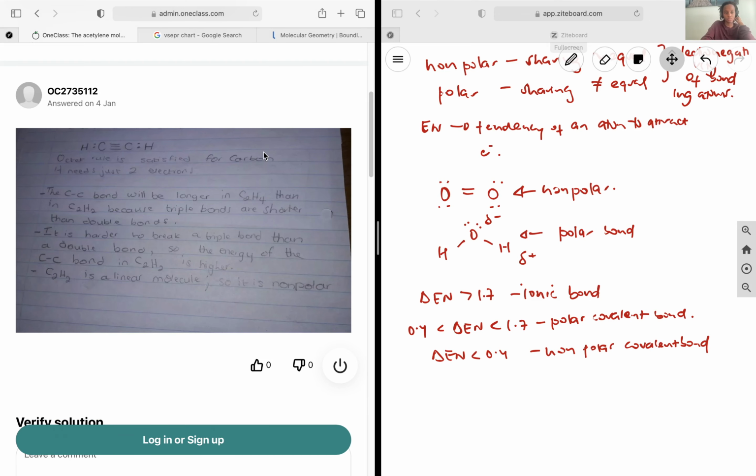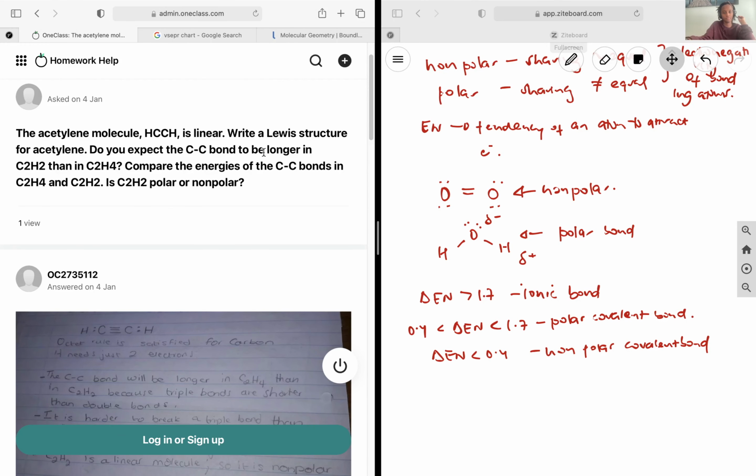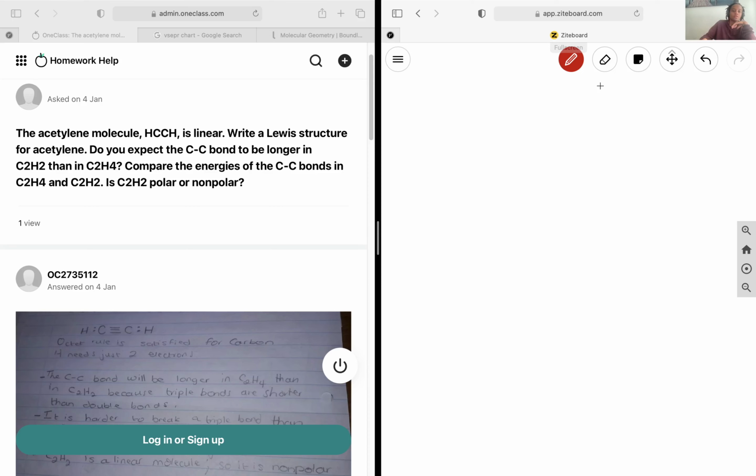Okay, so for our last question, we want the Lewis structure of acetylene and whether we expect the bond to be longer in C2H2 than in C2H4. Compare the energies of the CC bonds in the two, and is it polar or non-polar? So first, let's start by getting the Lewis structure.